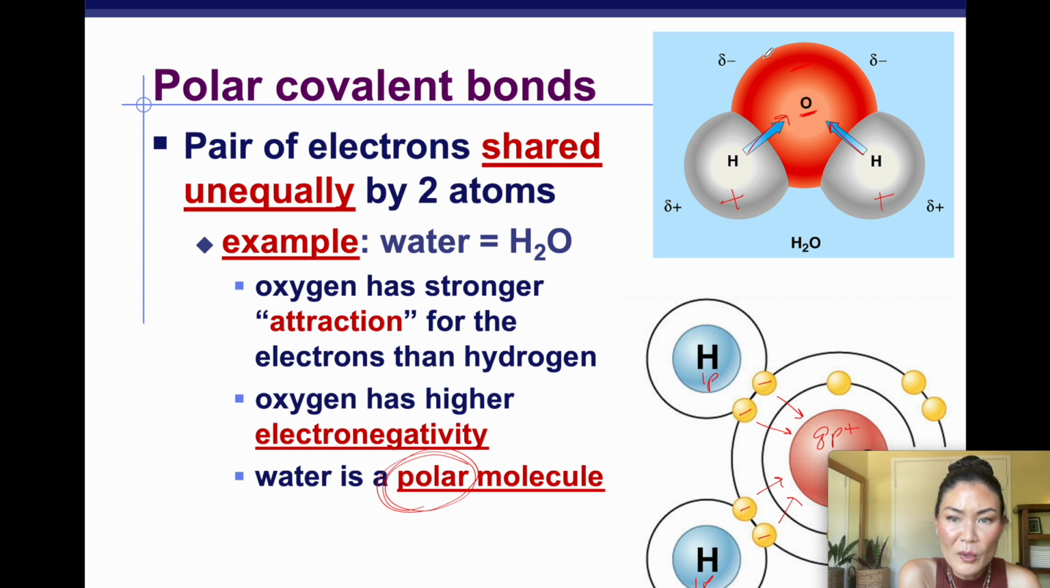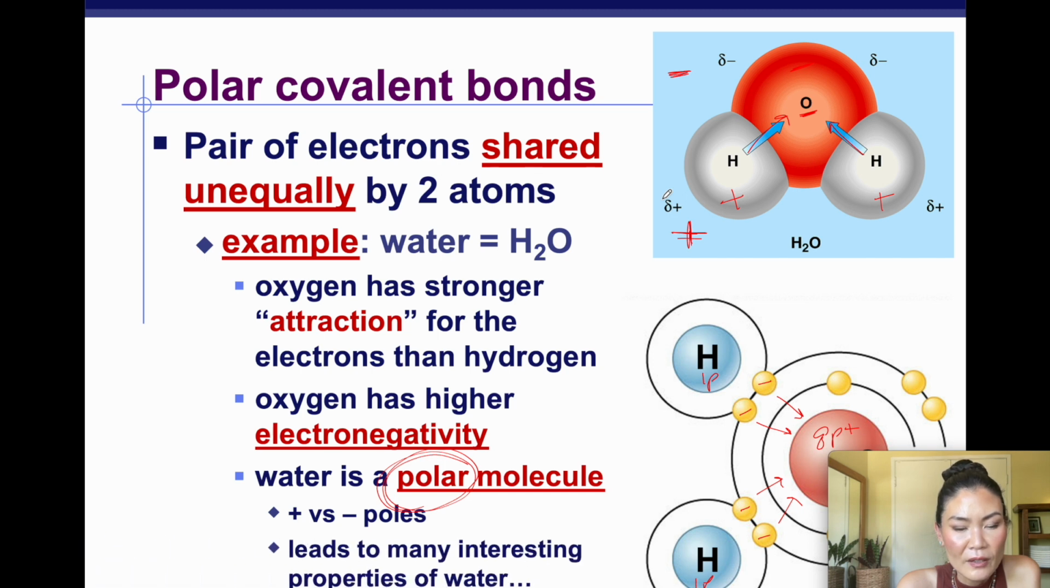Water is a polar molecule. It has opposite ends. It has a negative end and it has a positive end. Think of it that way, okay? So that's what I mean by polar. It's going to have opposite charges on opposite ends, okay? And again, the polarity of water, we're going to talk about in a lot of detail in chapter 3.